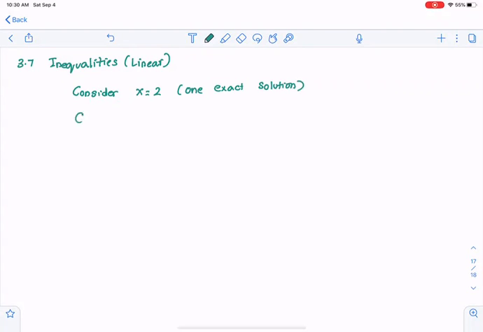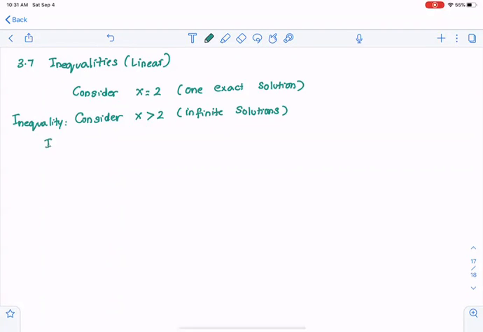Now, if we have x greater than 2, then I have infinite solutions. So the second case is what we call an inequality. And inequalities have infinite solutions.